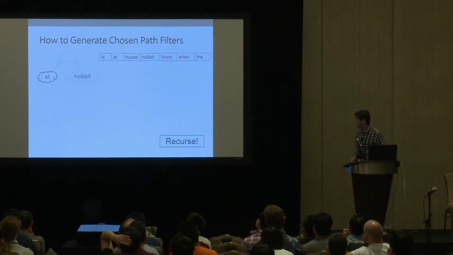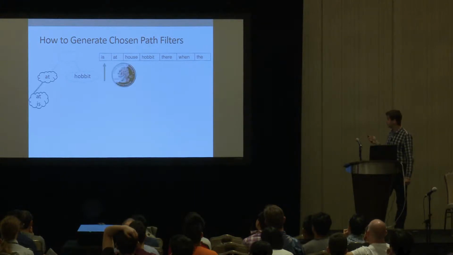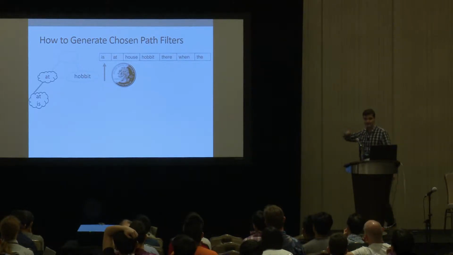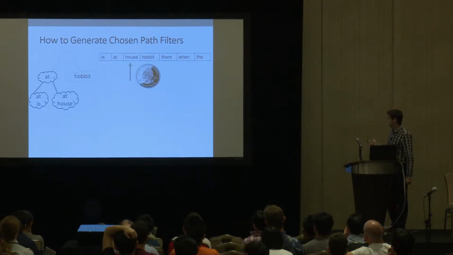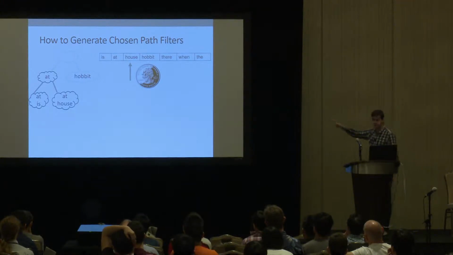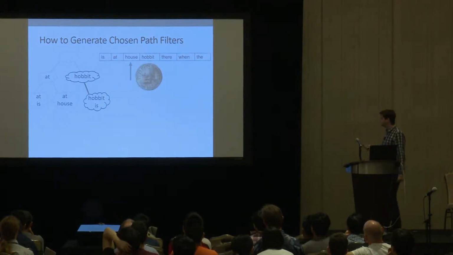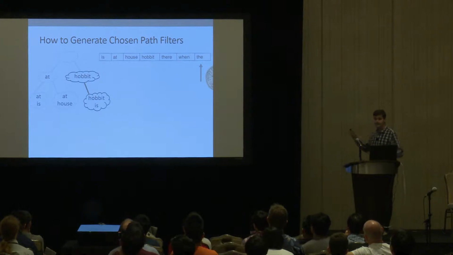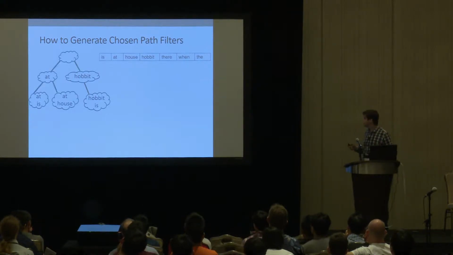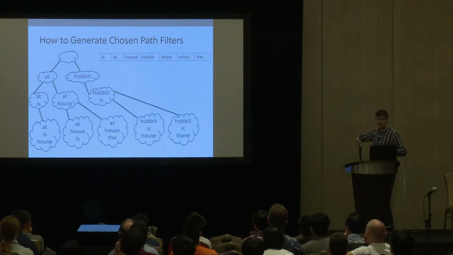So I go down to the first child, I go down to "at," and I start over. I do the same thing. I go to "is." This time, I flip my coin, I get heads. So I create a new filter that has "at" and "is" in it. "At," "house," I flip heads. So I create a new filter with "at" and "house." The rest I get tails for the sake of time. Then I go back up and I recurse on "hobbit" as well. "Is," I flip heads, and then I flip a bunch of tails. And I keep doing this down the tree until I hit a specified size.